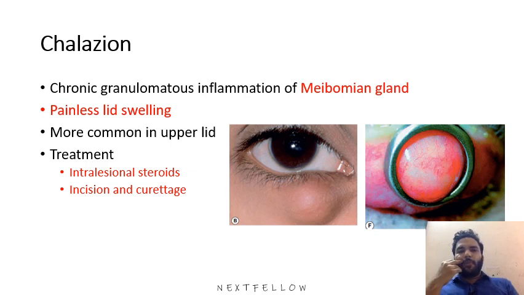What we do is incision and curettage, as you can see in this picture, where we clamp the chalazion, then vertically incise, and the pus comes out. It's a chronic granulomatous inflammation, and all of this comes out. Intralesional steroids can also be given, but the patient is painless and doesn't have any other issue other than the swelling. Even if we leave it for years, it will be there, and it will not cause any issues.